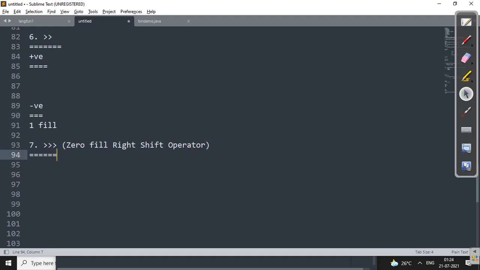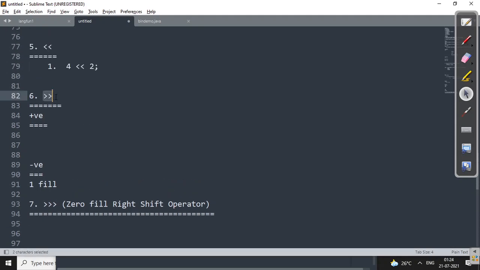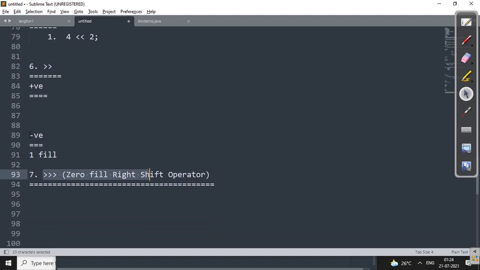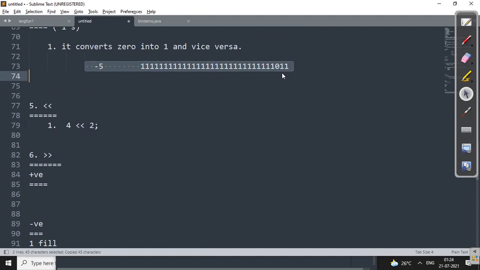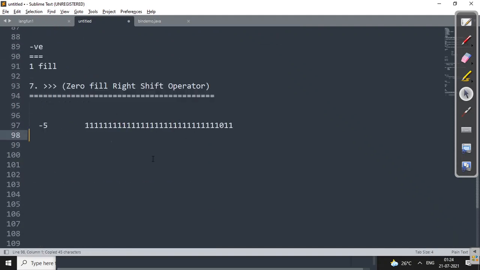What exactly is this particular one? Let us understand. Suppose I am writing the same thing. For positive numbers, positive right shift and 0 fill right shift are absolutely fine. No difference in that. But for negative numbers, suppose I am taking this one into consideration. Suppose I operate here, let us see the difference. I operate here 5 right shift 2. We have just discussed what the value will be. 2 ones will be removed here and 2 ones will be added here. So the final answer will be accordingly this.